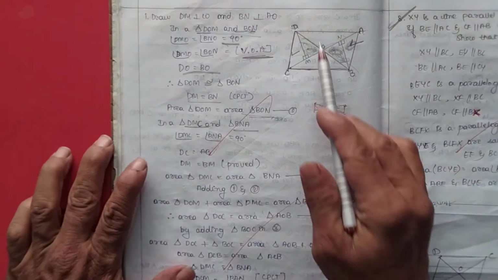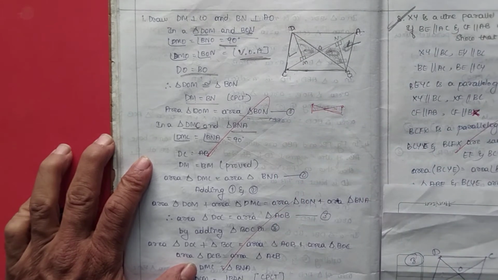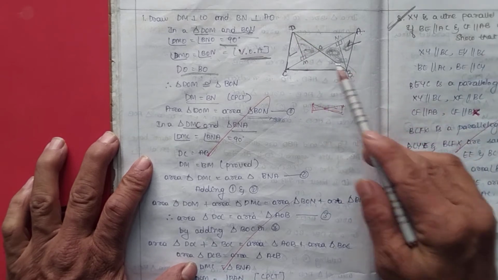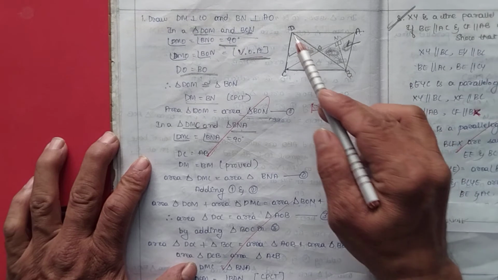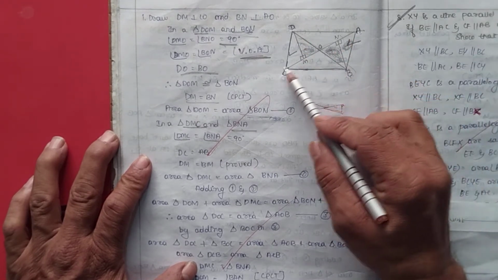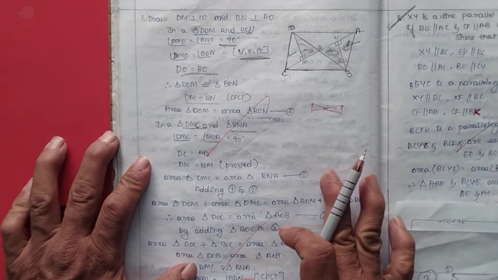Now, we have drawn the figure here. ABCD is the given parallelogram. AC is one diagonal and BD is the other diagonal, which intersect at O. From D and B, we have to draw perpendiculars on the AC line. This is perpendicular on AC, and this is also perpendicular on AC.